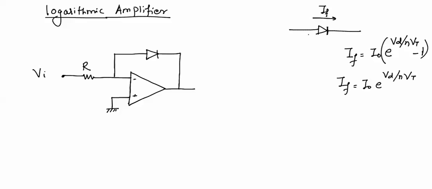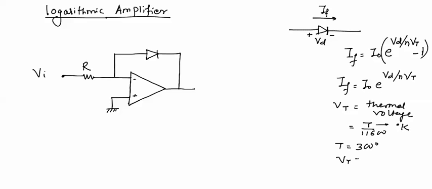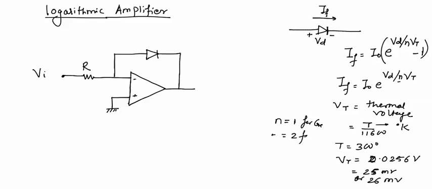And this Vd voltage is the forward drop across the diode. And this Vt is the thermal voltage or volt equivalent of temperature, which is given by T upon 11,600, where T is temperature in degrees Kelvin. If we take T equal to 300 degrees Kelvin, then Vt comes out to be 0.0256 volts, which is equal to 25.6 or nearly 25 millivolt, or sometimes it is taken as 26 millivolts, where eta is the ideality factor and it is equal to 1 for germanium and equal to 2 for silicon.